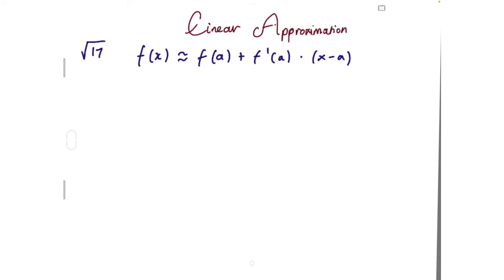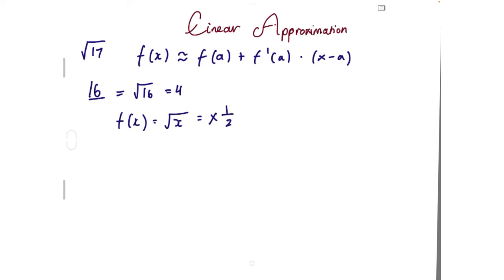So what is this a value? The a value is going to be a value that is close enough to an actual precise value we already know. In this case, I'm going to pick 16 for the a. Why is that? Because I know that the square root of 16 is equal to 4. So our a should be 16, and what shall we do next? So first I'm going to write f of x equals root of x.